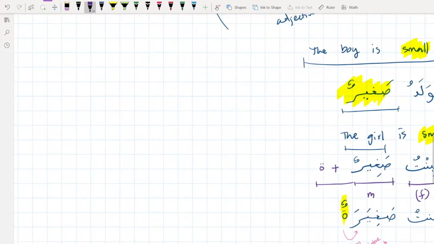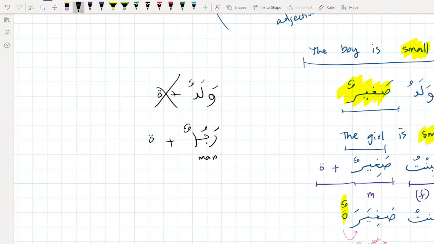How so? For example, we just had the word walad. Can you just add tamarbuta and make it into a female boy, a girl? No, it's not gonna work. And then for example, Rajul is what? Rajul is man. Can you just add tamarbuta and make it woman? Huh? Yes? No. It's not gonna work. So in nouns, the majority of the time it's not going to work. In adjectives, it has to work, okay?